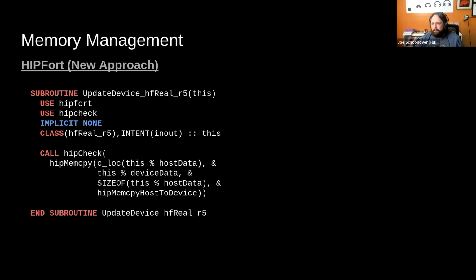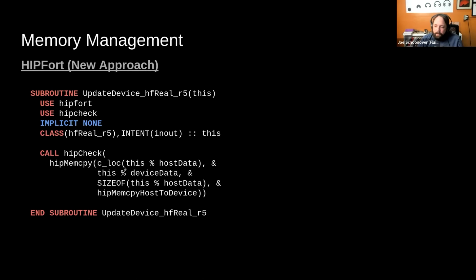So that update device routine is all boilerplate code, because I basically rinse and repeat this for every data type and every rank array that we have. But essentially what we do is call HipCheck wrapped around a hipMemcpy call, which returns an integer error code, to do a memcpy.